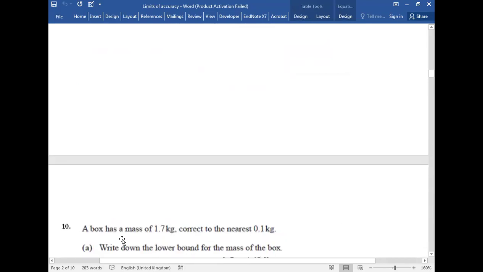Okay. एक last question देखते हैं जरा. A box has a mass of 1.7 kg, correct to the nearest tenth of a kg. एक और wording जो यहाँ use कर सकते थे. Listen to this. Correct to the nearest 100 grams. सही है. These are different words that the examiner can use for the same statement, but you need to understand कि दोनों के units same होने चाहिए, the nearest and the measured quantity. ठीक है. So write down the lower bound for the mass of the box.